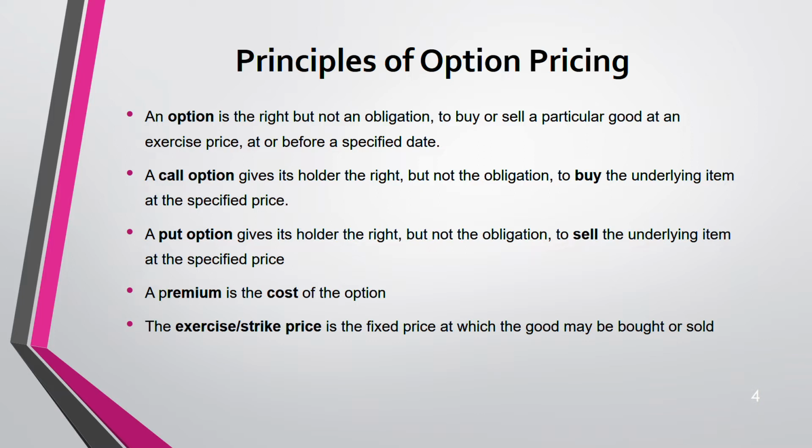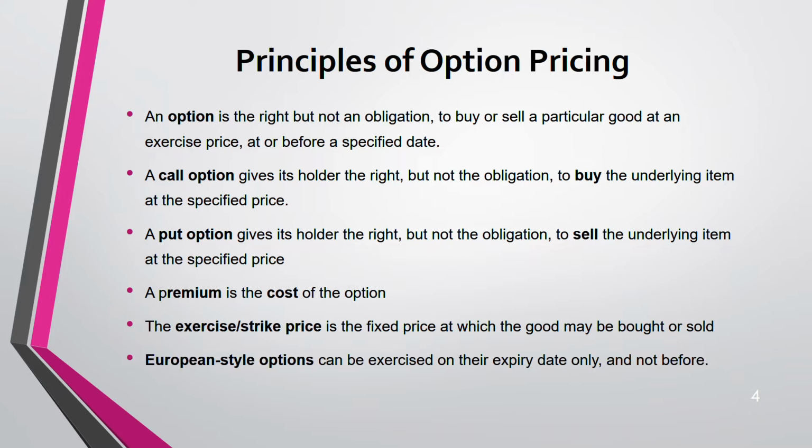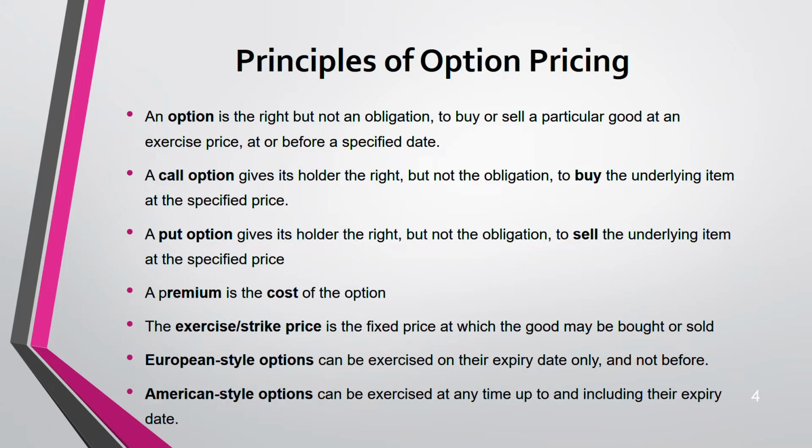Okay. There are two styles of options. One is known as European style. The other one is known as American style. European style option means you can only exercise at the expiry date. Let's say you're taking a 3-month option in Jan. It will expire in March. So you can only exercise that option on 31st March.